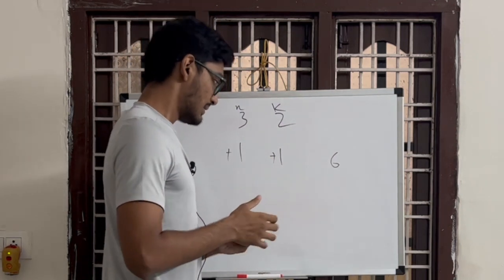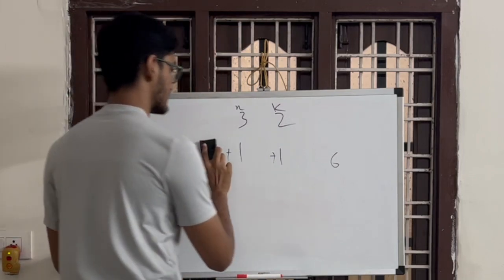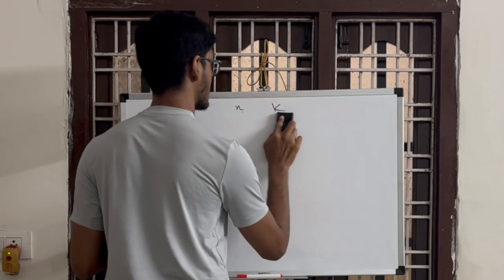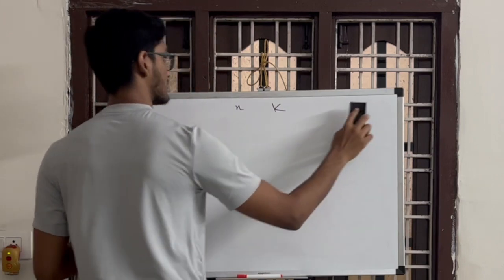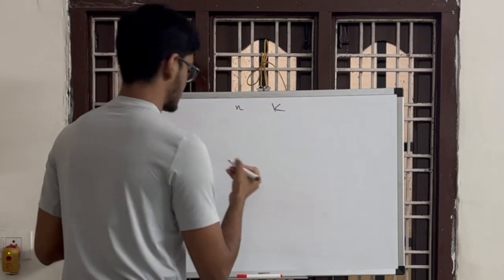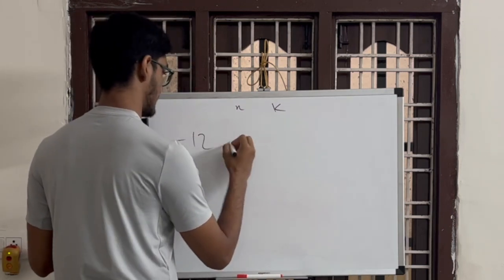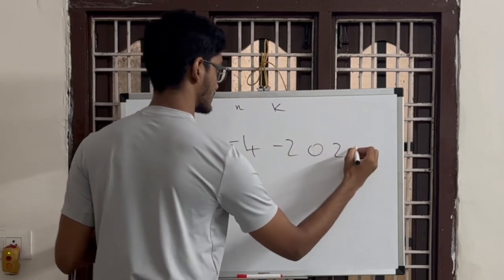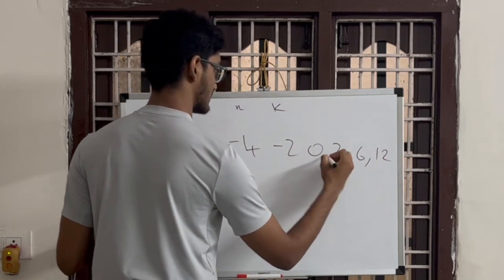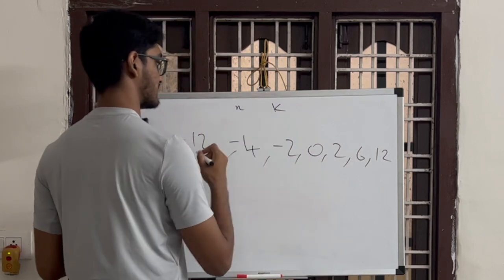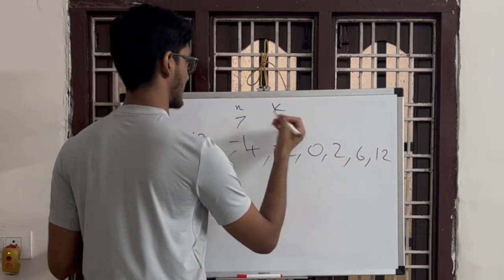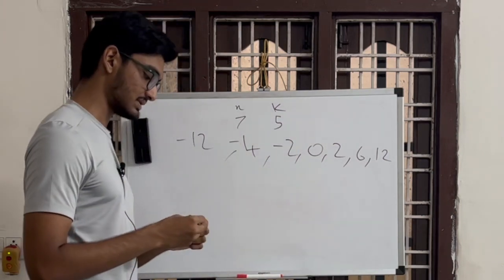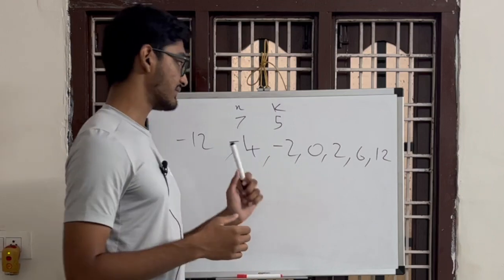But this is for this array. What if the array is a bit more complicated? What if the array is minus 12, minus 4, minus 2, 0, 2, 6, 12? What if n is 7 and k is 5? Something like this. What if we're given something like this?